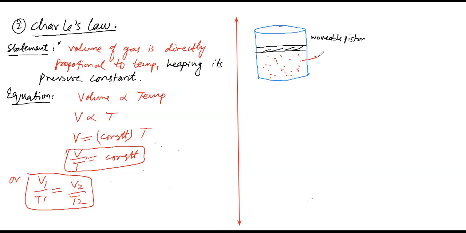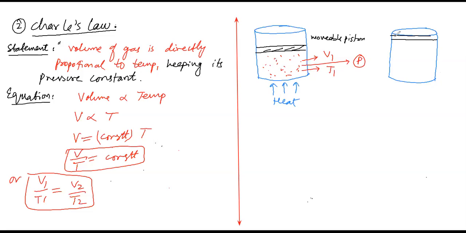So right now its volume is V1, its temperature is T1, and its pressure is P. Now we will supply some heat energy to it. When we supply heat energy, the gas molecules start moving vigorously. They start colliding with the walls more frequently and exerting pressure all over, and in a similar way they exert pressure on the piston as well, hence moving it upward.